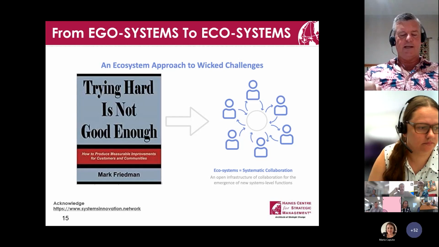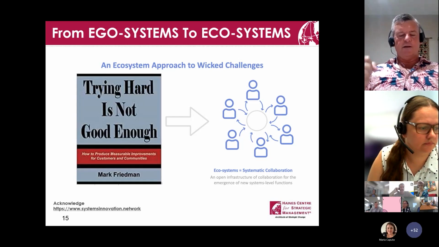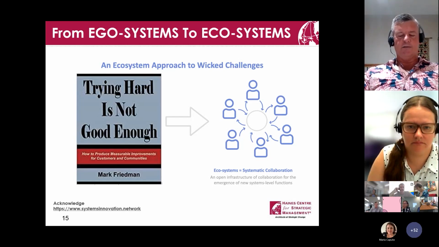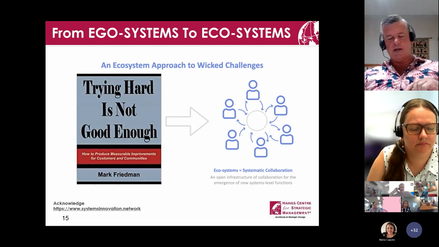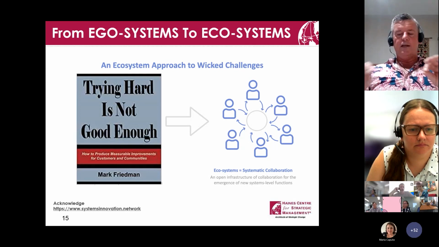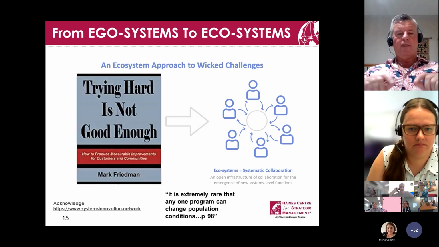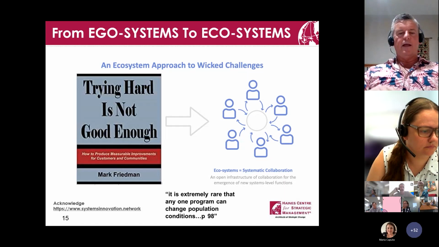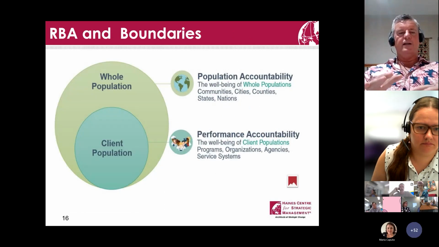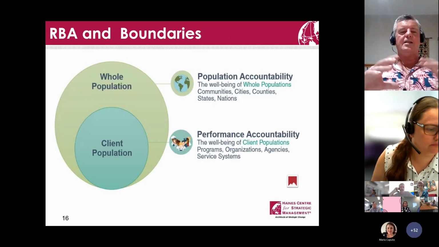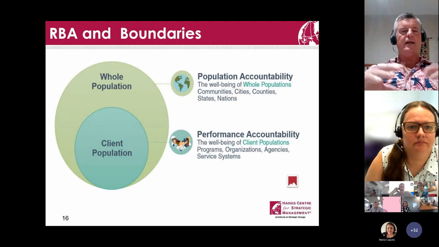So Friedman said RBA is trying to measure whole population level change, and moving from these ego systems to ecosystems, because it is extremely rare that any one program can change a population condition. It can only largely be a consequence of the efforts of multiple programs. So you can move to the next slide. Now I'm trying to illustrate this nesting concept, RBA and boundaries.